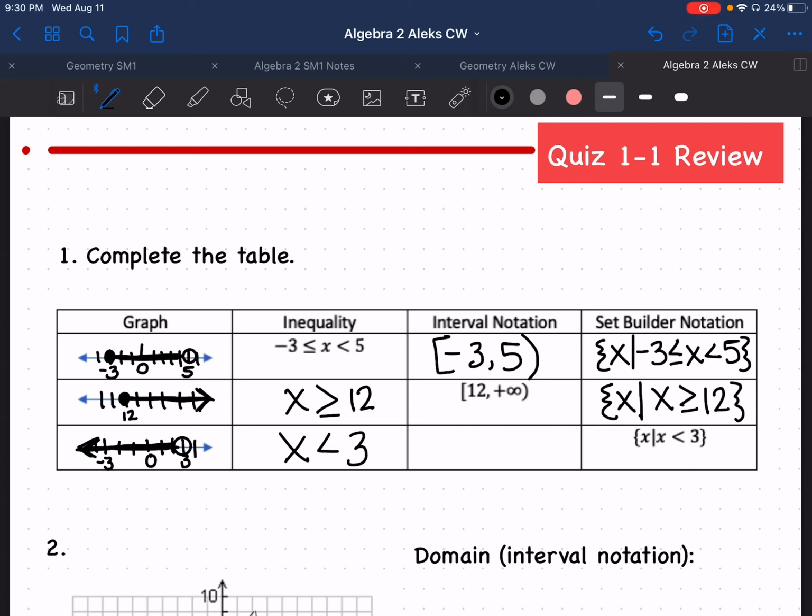Okay, so for interval notation it would be negative infinity, comma, 3. Remember, infinity, both positive and negative, always gets a parenthesis. And the 3 is open in my graph, so it's going to get a parenthesis as well.